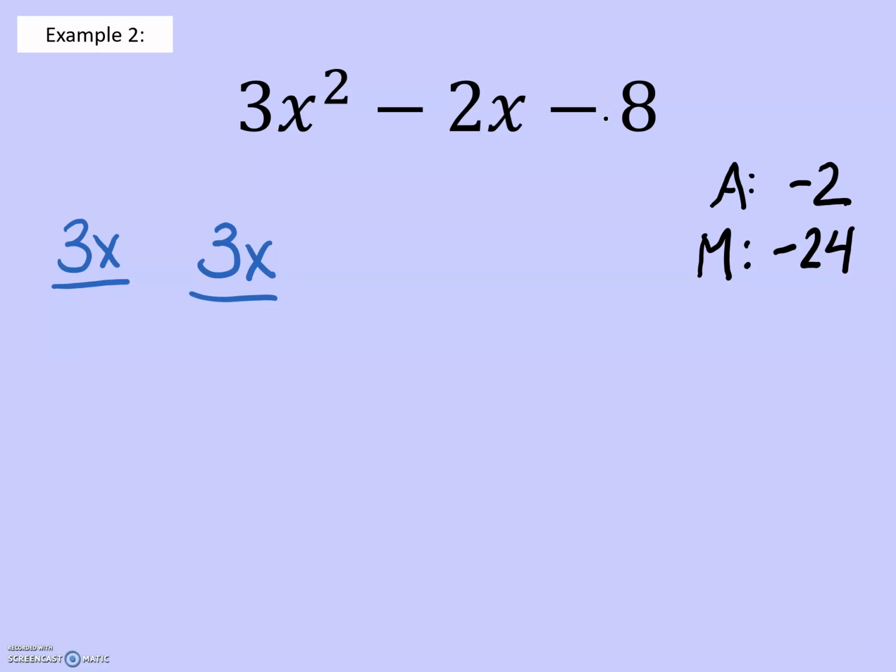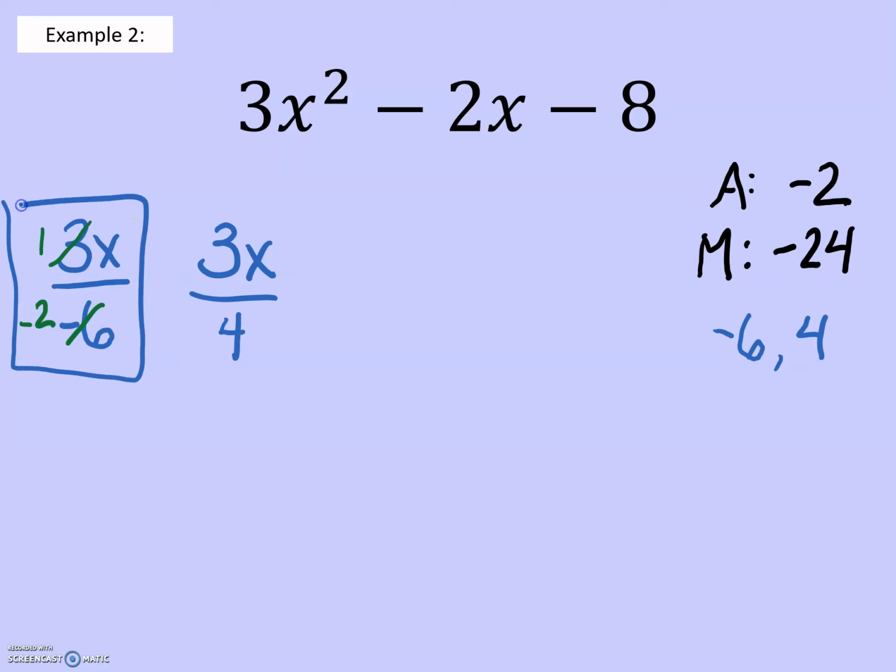Now because there's some negatives, it might have taken you a little bit longer to find our numbers, but once you did, you should have gotten -6 and 4 as our two numbers. We put those as the denominator of these fractions, and then look at the fractions. 3x over negative 6 does simplify to 1x over negative 2. 3x over 4 does not simplify, so we're keeping that one as is.